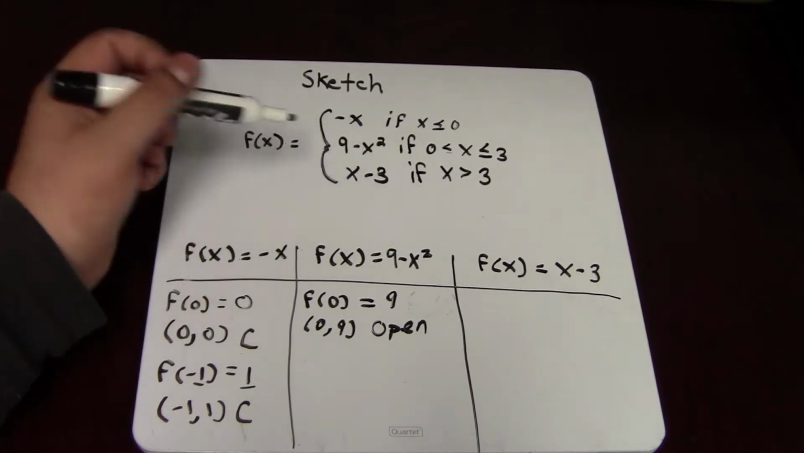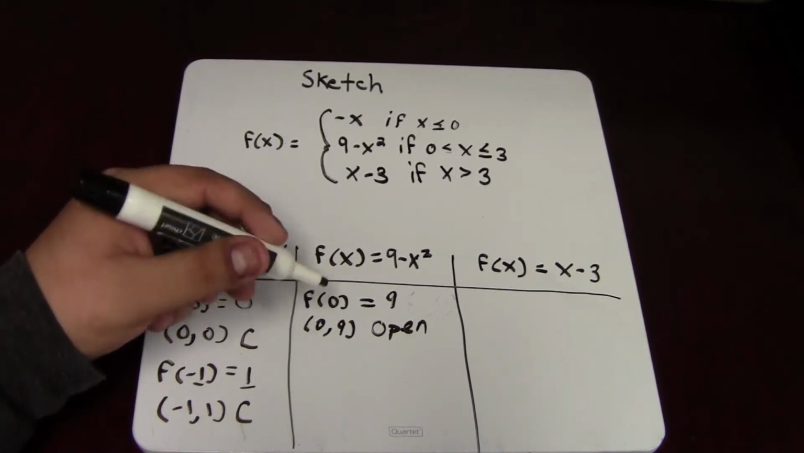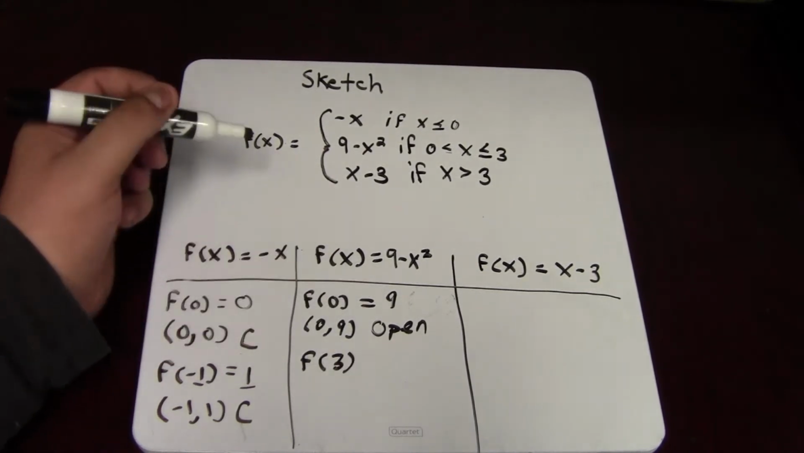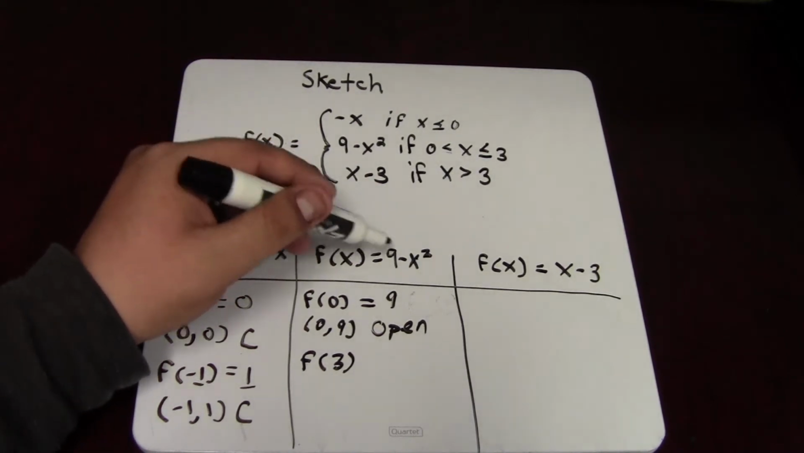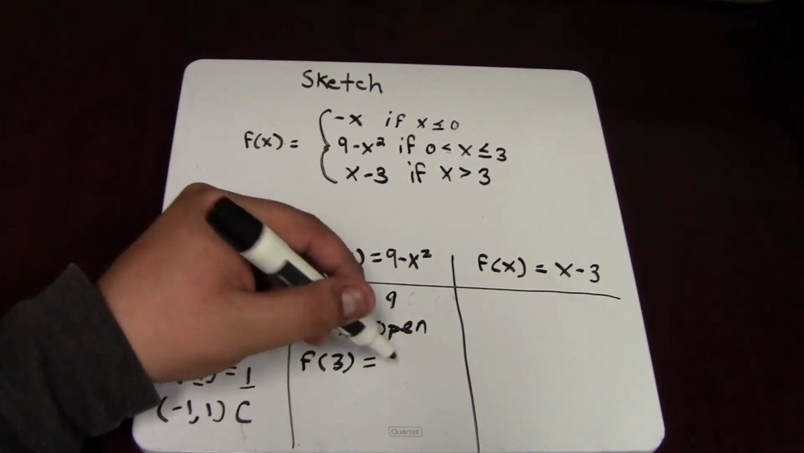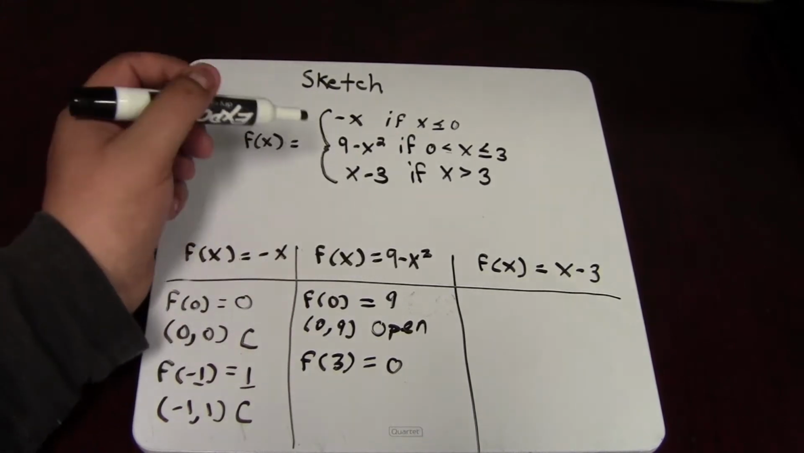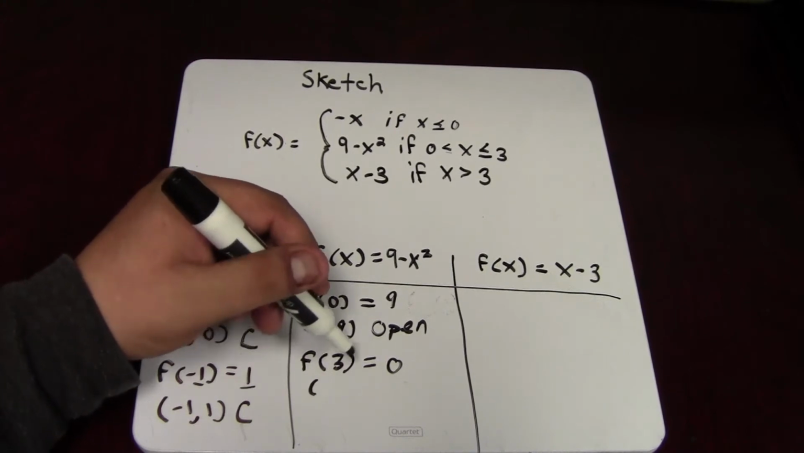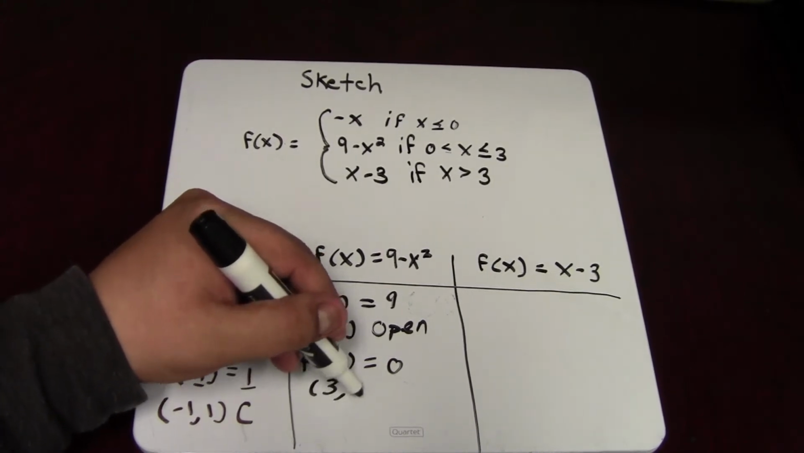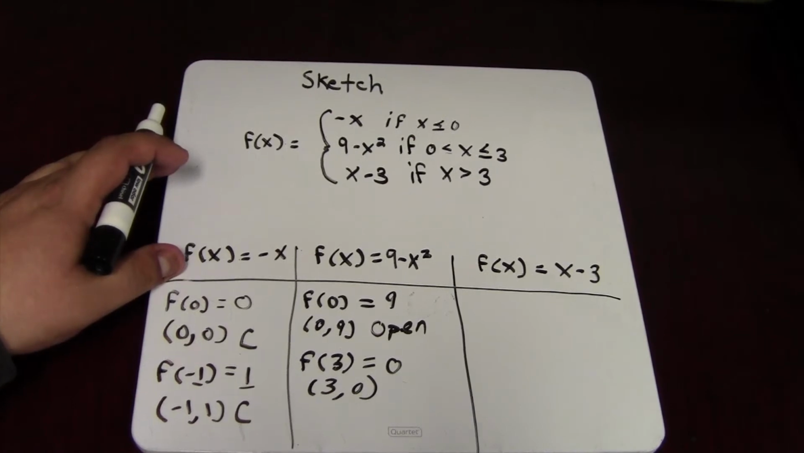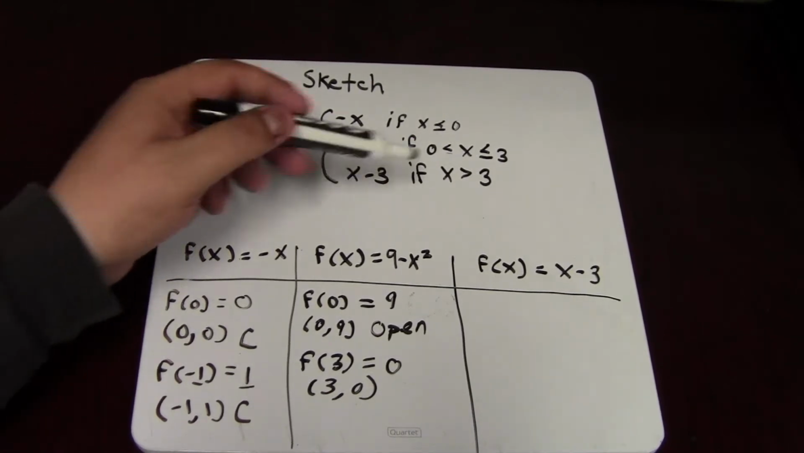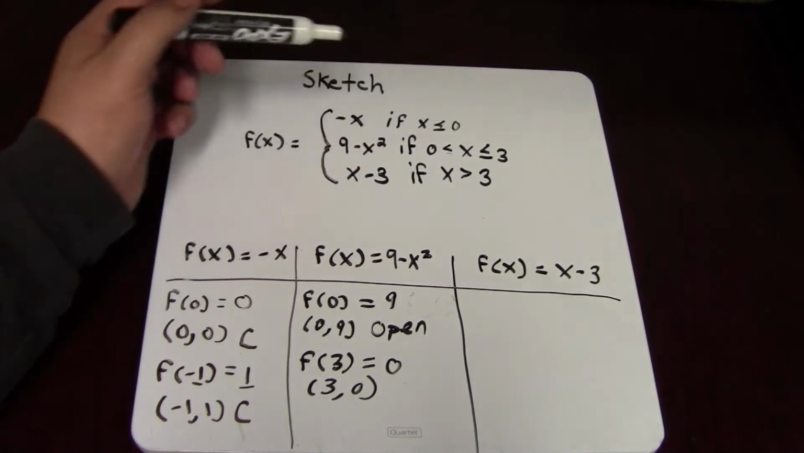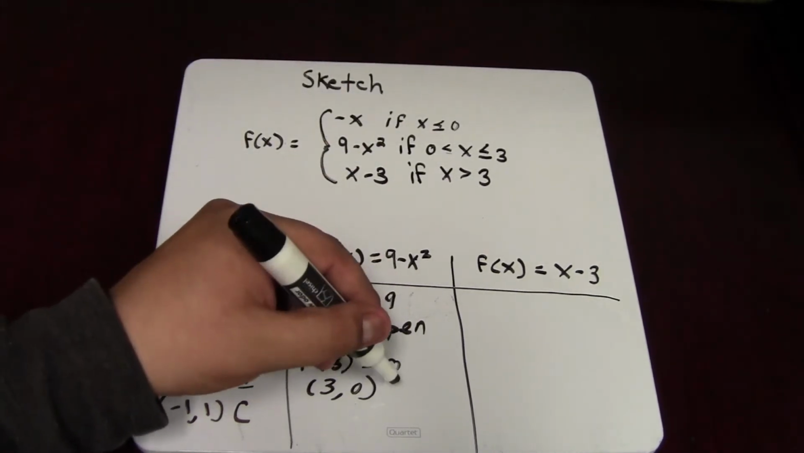We're going to do the other endpoint, which is 3. Now when I plug 3 into this, I get 0, because 9 minus 3 squared is 9 minus 9. So this point I get here is 3, 0. Now this one, unlike the one we just did, this 3 is part of this domain. So that means that it is included in this piece, and this one gets a closed dot.